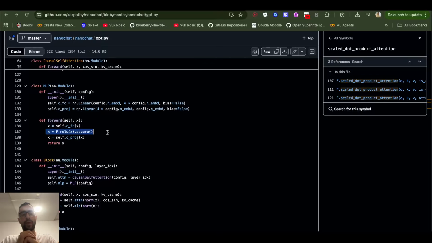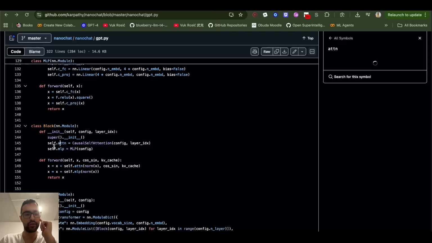I'm not sure exactly why, but I know that in speedruns, this was also used in another speedrun, modded nanoGPT, where they found that this just trains faster and better. I wonder, I don't know why exactly yet.